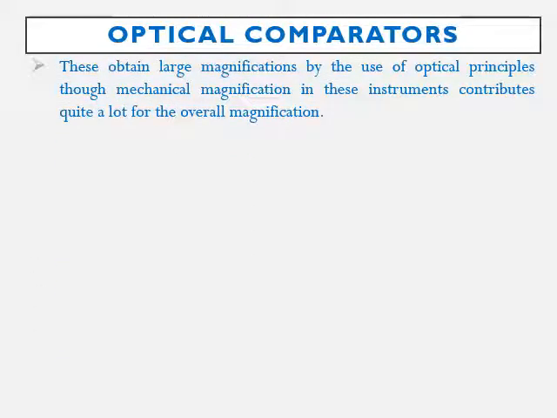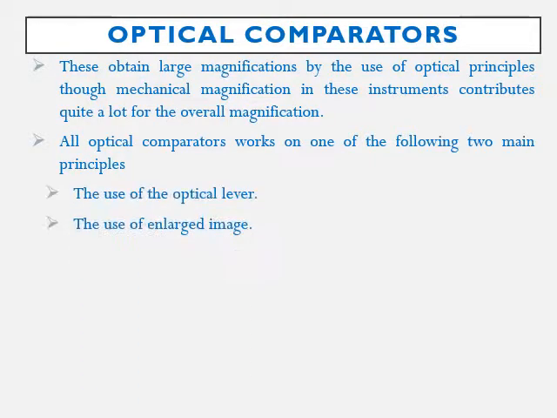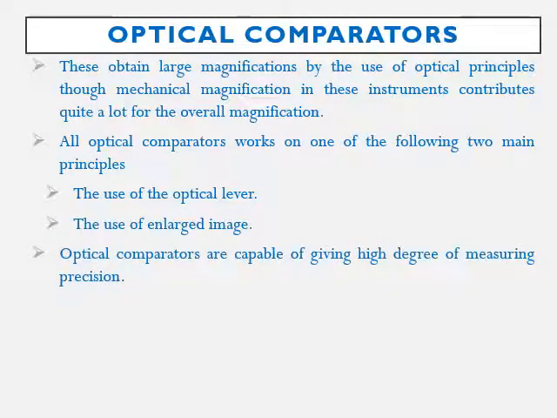These large magnifications by the use of optical principles, along with mechanical magnification in these instruments, contribute quite a lot to the overall magnification. All optical comparators work on one of the following important principles. One is the use of an optical lever and the second one is the use of enlarged images. Optical comparators are capable of giving a high degree of measuring precision.